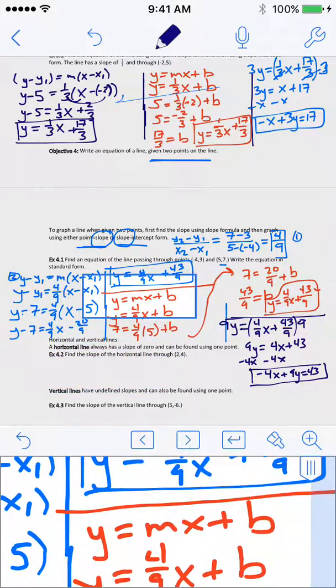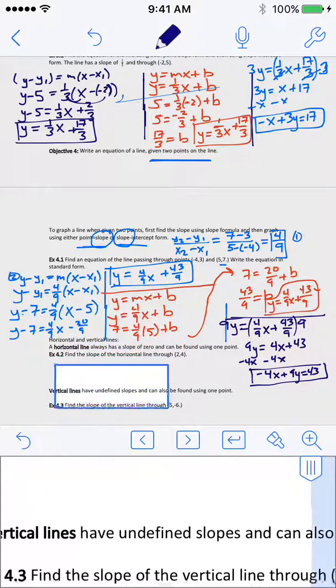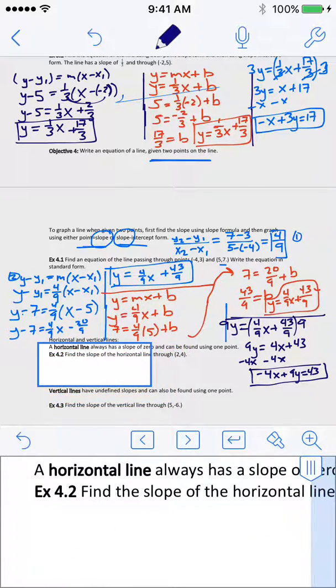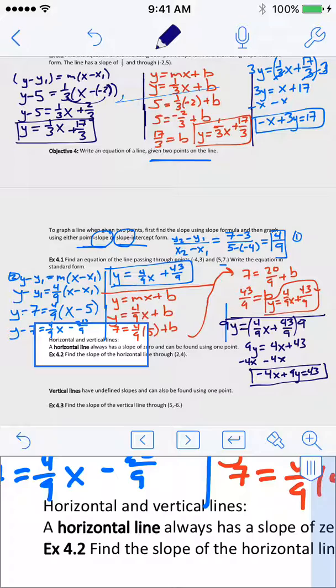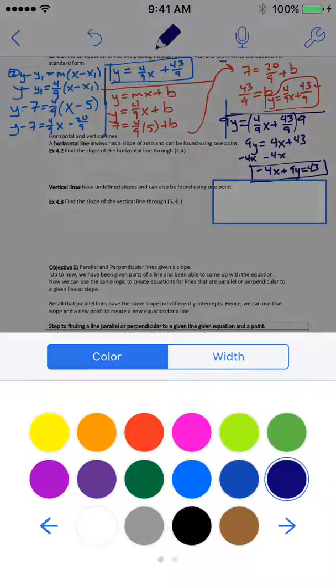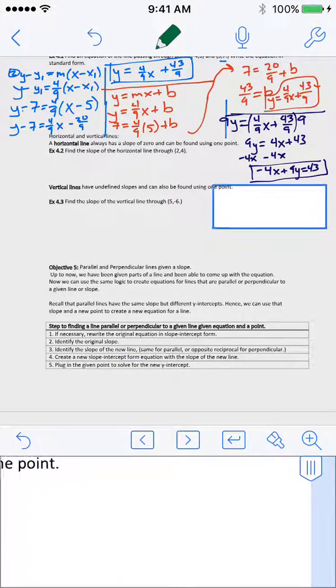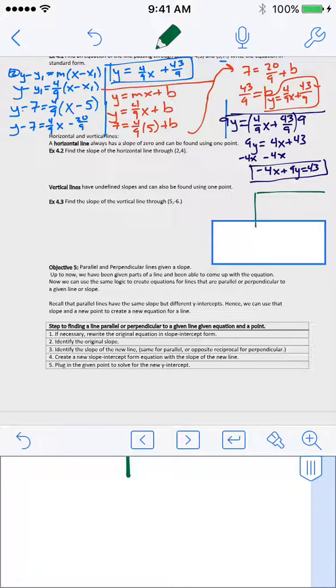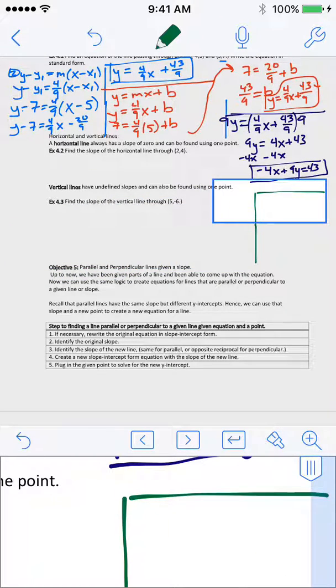Alrighty. The last thing we're going to be talking about today is finding the equations for horizontal and vertical lines. So horizontal and vertical. Let's start by making ourselves a little note bubble right over here, because we review some things about horizontal and vertical slopes.